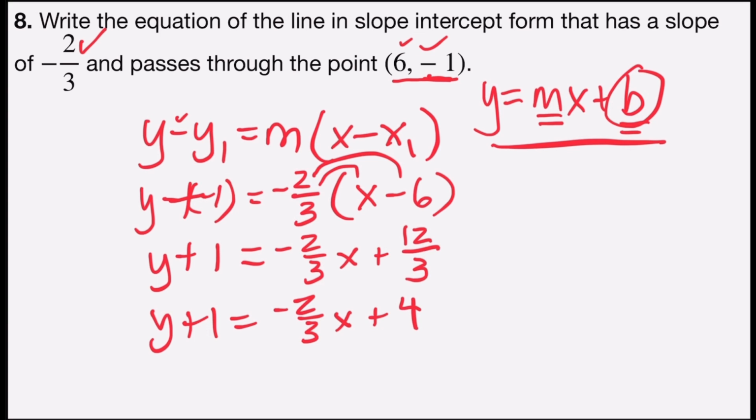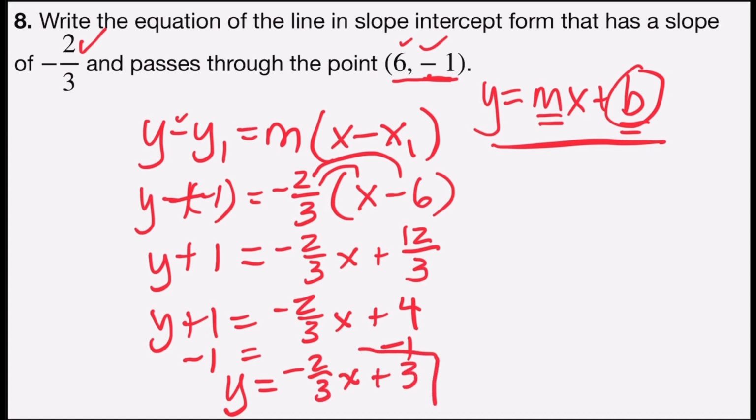And to finish this off, I'm going to subtract 1 on both sides. And so 1 minus 1 is 0. 0 plus y is y equals negative 2/3 x. And 4 minus 1 is 3. And so my answer would be y equals negative 2/3 x plus 3.